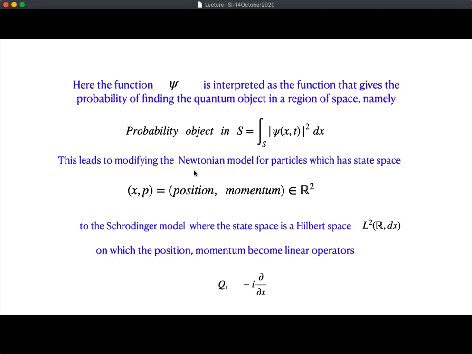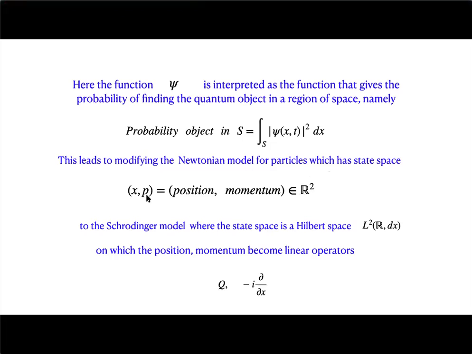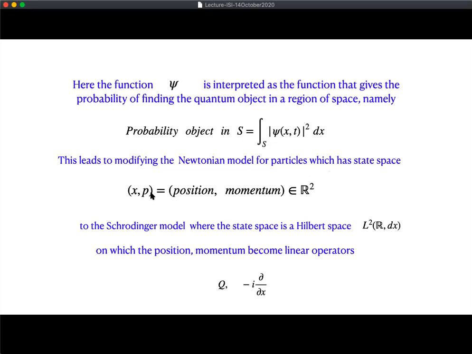So this leads to modifying the Newtonian model for particles, which has a state space. The position and momentum are the two coordinates that fully describe a particle's state at any given time t. So the state space is R^2 if you are looking at the one-dimensional case.